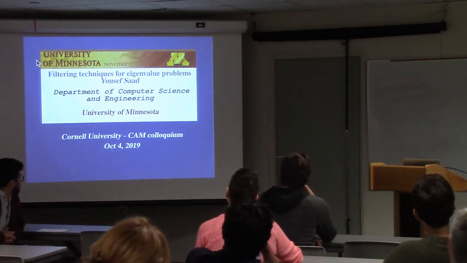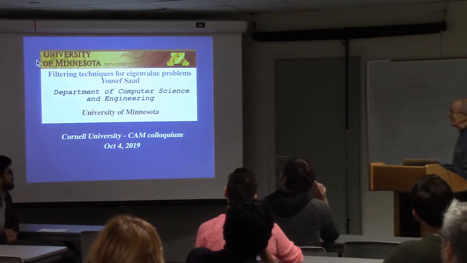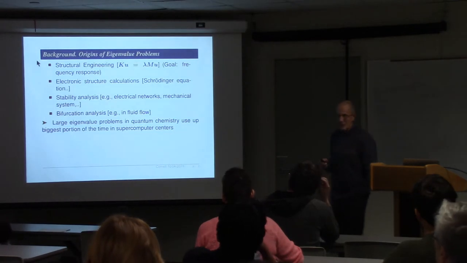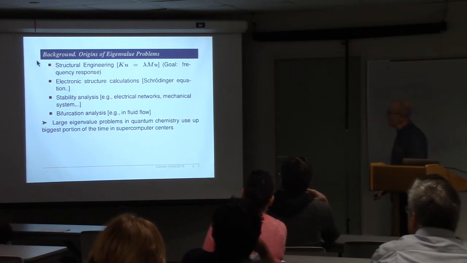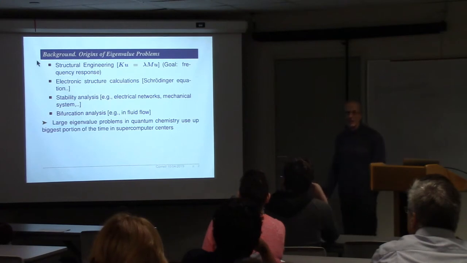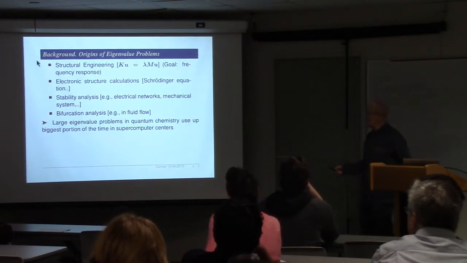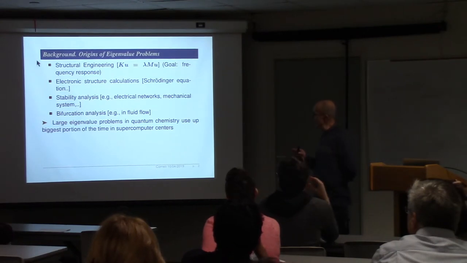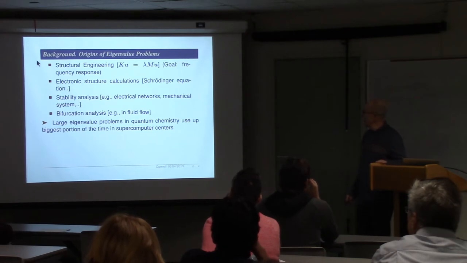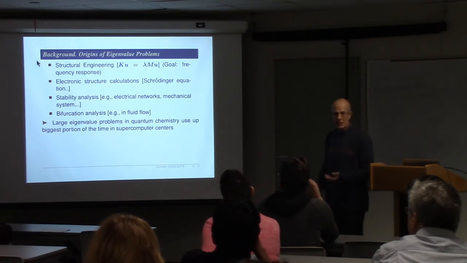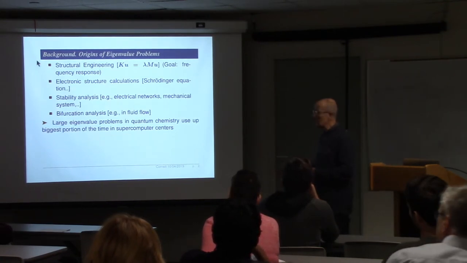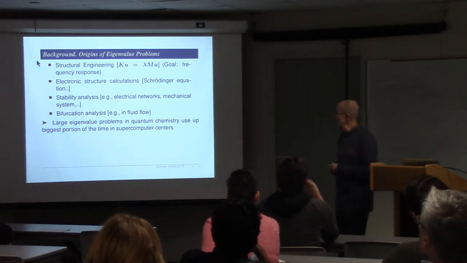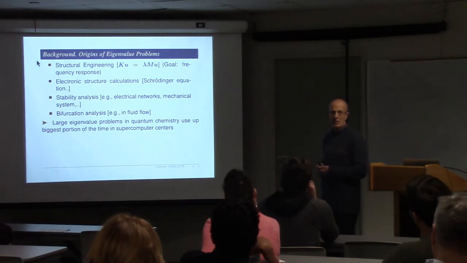So, I'm going to be talking about eigenvalue problems, and specifically filtering techniques. As a way of introduction, this is just introductory material, as this is a colloquium, so I'm going to talk a little bit about the background material. So, the origins of eigenvalue problems are many. Initially, a lot of problems came from structural engineering, and then the biggest users of large scale eigenvalue problems are in physics. Whether it's electronic structure or chemistry, the biggest users are actually in quantum chemistry. The biggest users of supercomputer time are in quantum chemistry, and their main problem is eigenvalue problems.